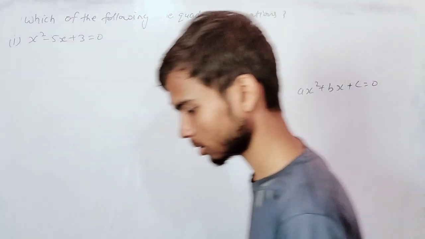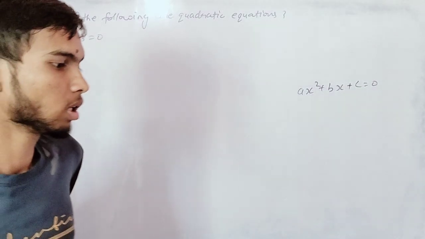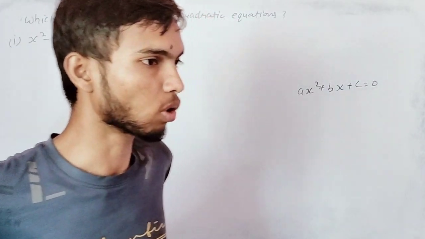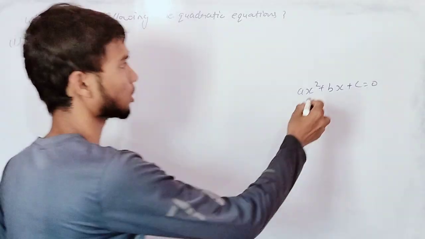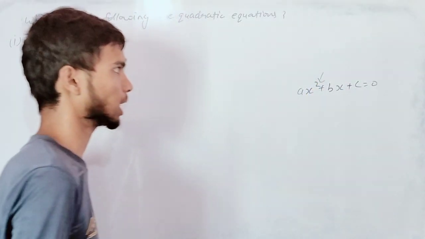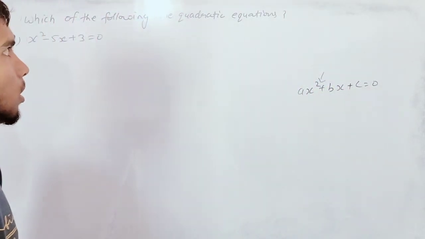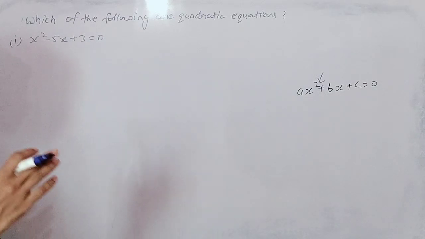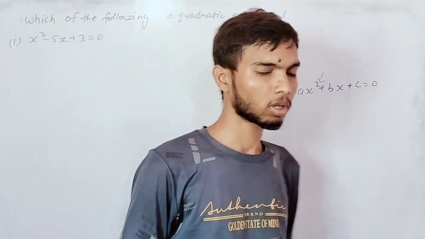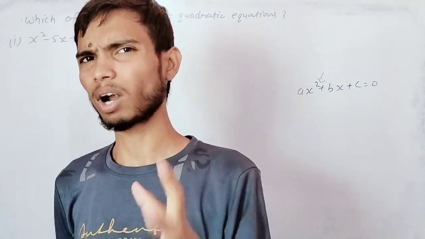Quadratic means the exponent of a variable should be how much? At least 2. Here you can see the exponent is 2. That's why this polynomial is a quadratic equation. How do we check whether a given equation is quadratic or not?